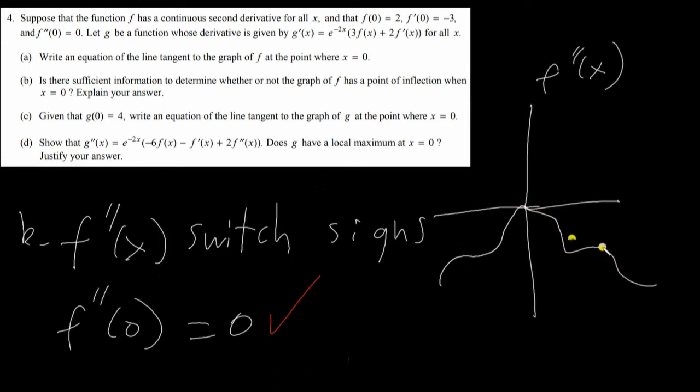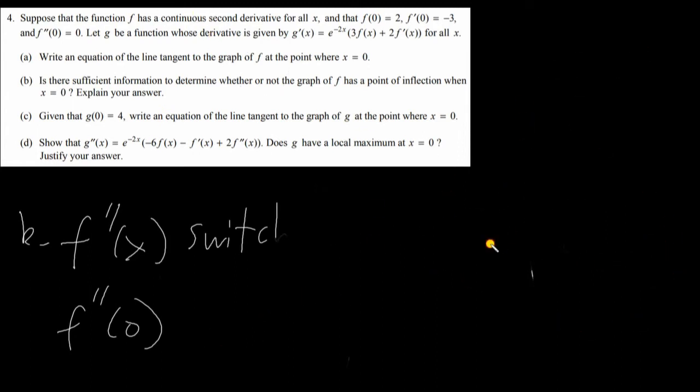So it could look something like this, where the second derivative of f is 0 at x equals 0, but it doesn't switch signs. As far as we know, this is what it is. We don't know whether it switches signs or not, so there is not sufficient information to determine whether or not the graph of f has a point of inflection where x equals 0, because we don't know if it switches signs. If we wanted to know this, they would have had to give us f double prime of -1 and f double prime of 1, for example. Okay, but as far as we know for now, there is not sufficient information, and that was part B.